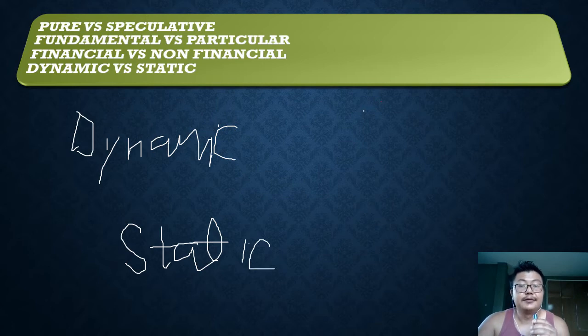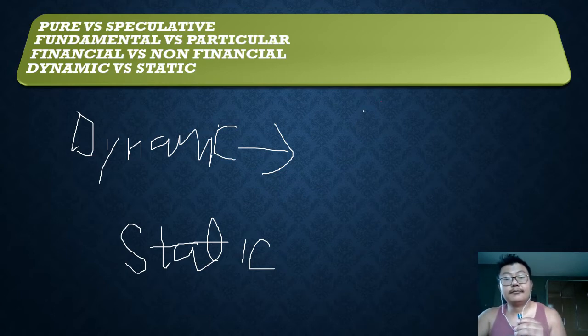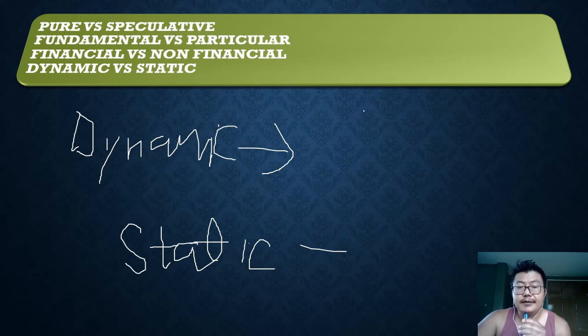Dynamic and static. In case of dynamic, the consequence is very large. Maybe you can say a national consequence like inflation, calamities. So it's very large. Well, in this case, the static case, it's very particular. Let's say it's individual.